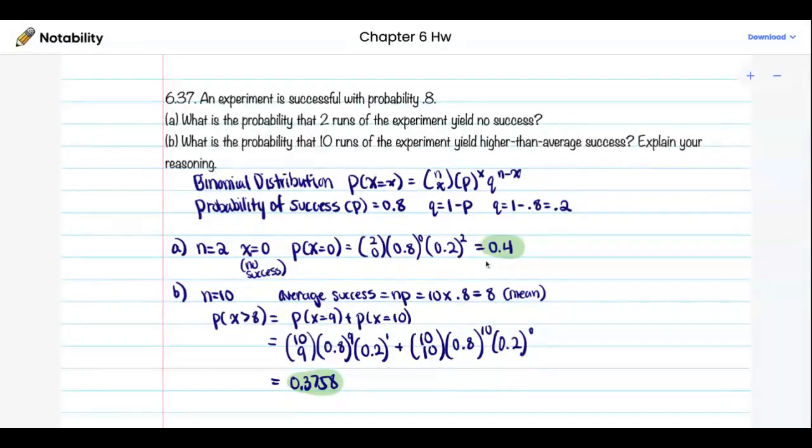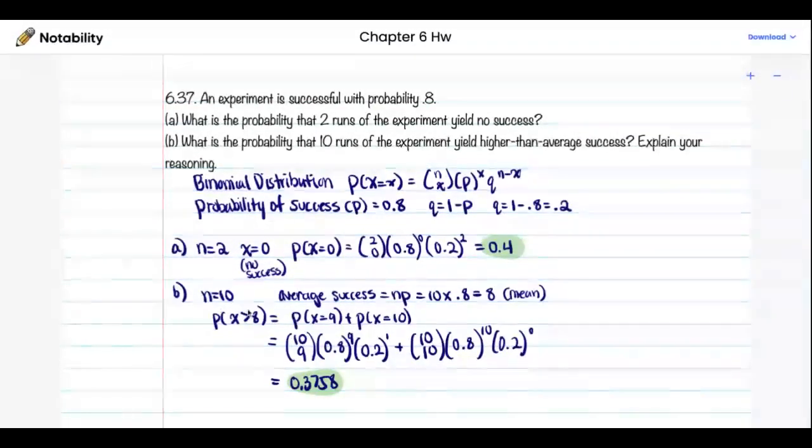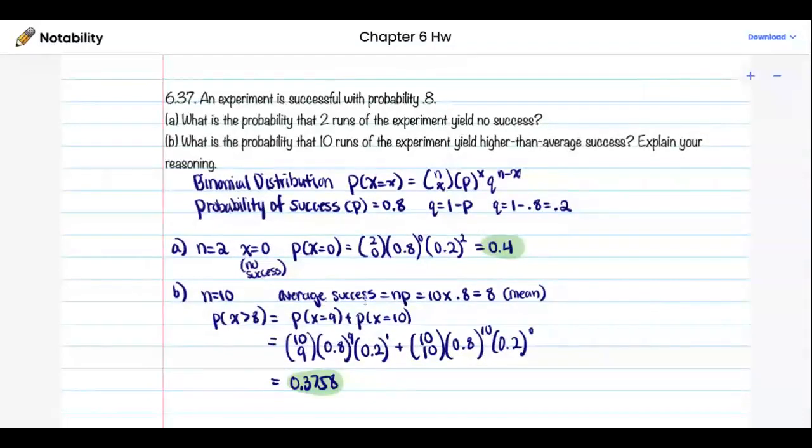Okay. So the next one is 10 runs. For this one we need to find our average success, which is n times p. So we have 10 runs times successful probability 0.8, which equals our mean, that's 8. And to find a higher than average success in 10 runs of the experiment, the probability that x is greater than 8 equals the probability that x is equal to 9 plus the probability that x is equal to 10.